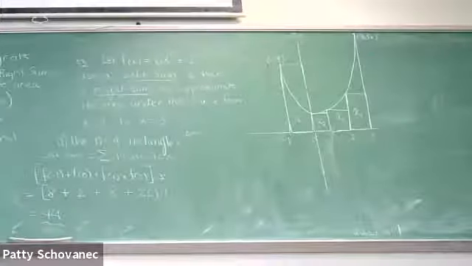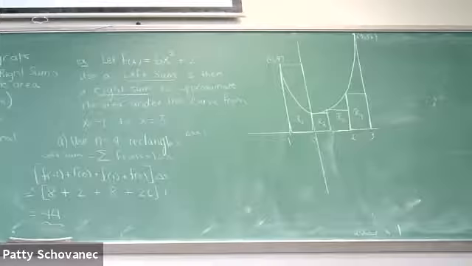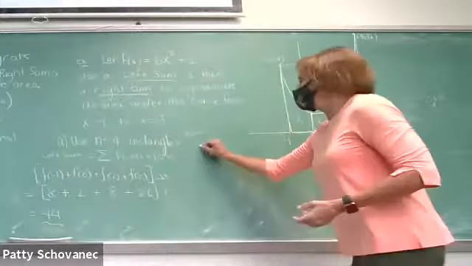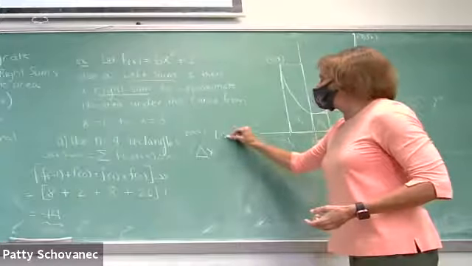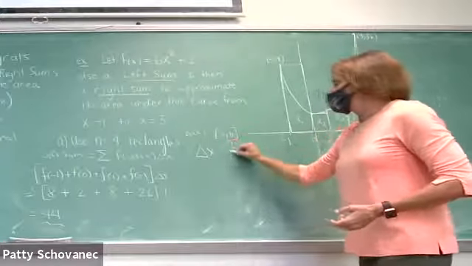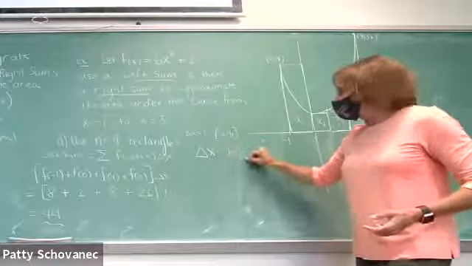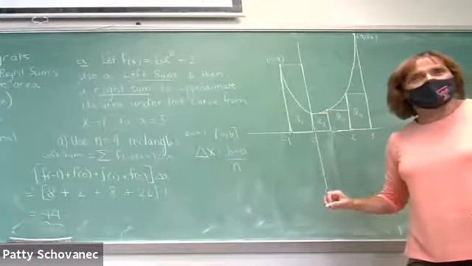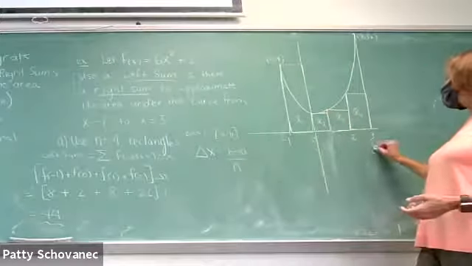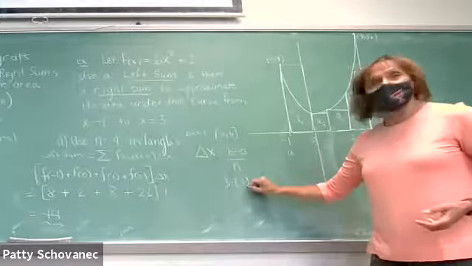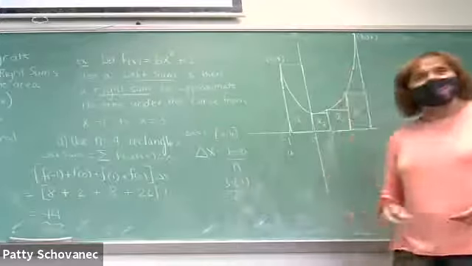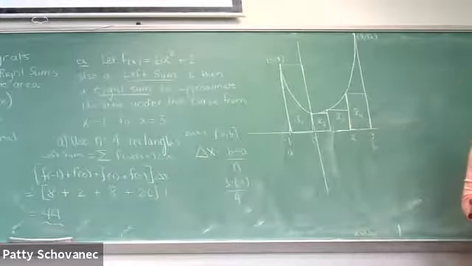How do you find the delta x? Delta x is how wide I make these. So in general, delta x on the interval from A to B is going to be the length of the interval divided by the number of rectangles you want to make. So our B was 3, and our A was -1, so 3 minus -1 with 4 rectangles. That makes each of them 1 unit wide.